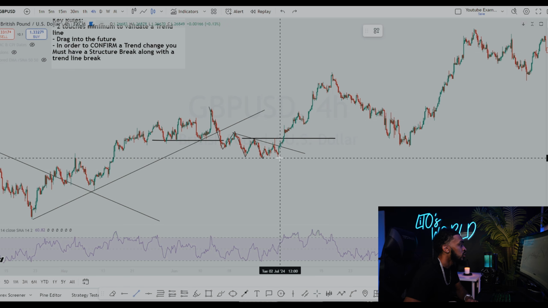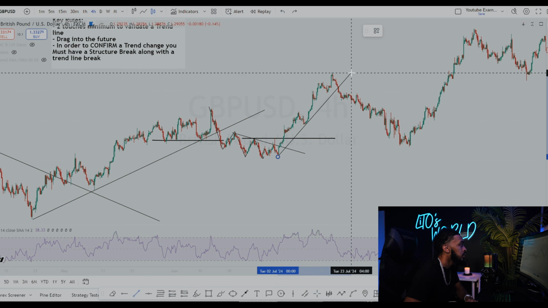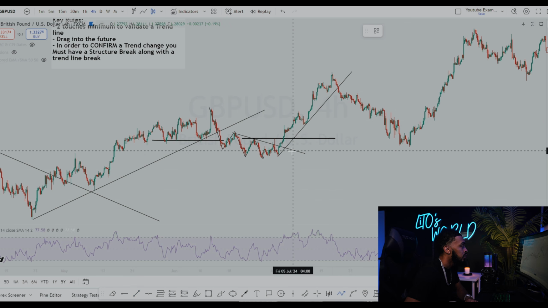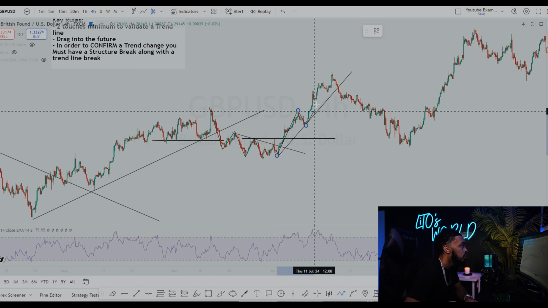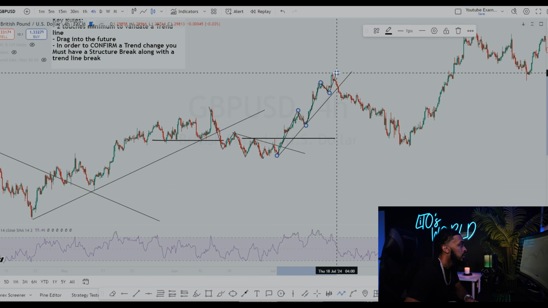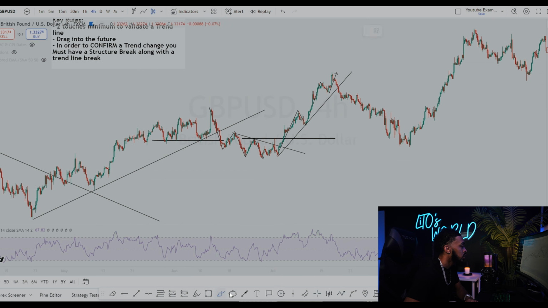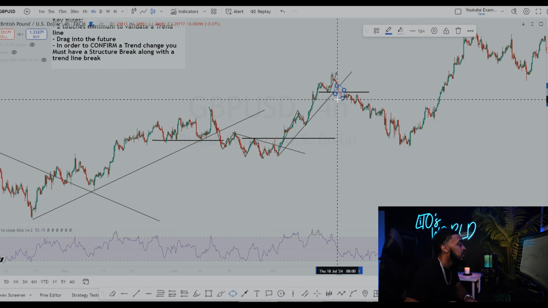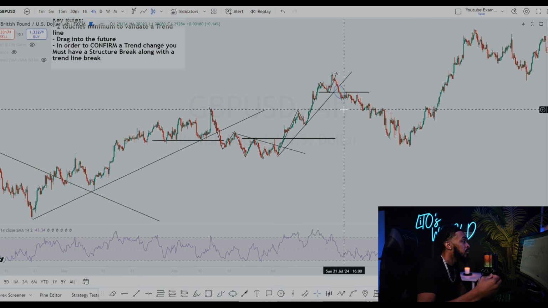We can now draw a trend line from our low to our high point or our higher low point here. And then we have a low, a higher high, higher low, higher high, higher low, higher high. Now our structure broke at this area here along with our trend line. So this is another indication that the market is now about to shift.